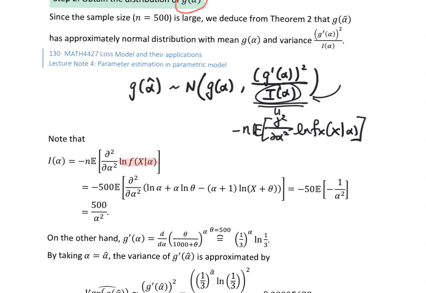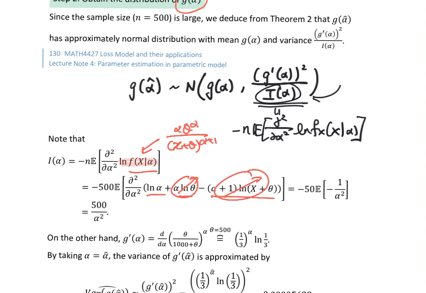PDF of your f, which is equal to alpha over x plus theta to the power alpha plus 1. Then you can put that in, and once you take the log, you can break it down into 3 parts. The second step is to differentiate this with respect to alpha twice before you take the expected value. After you differentiate this twice, these two terms will be gone, and you only have the first term left.